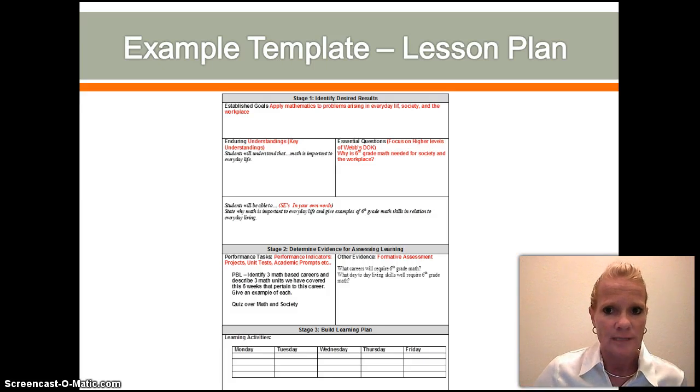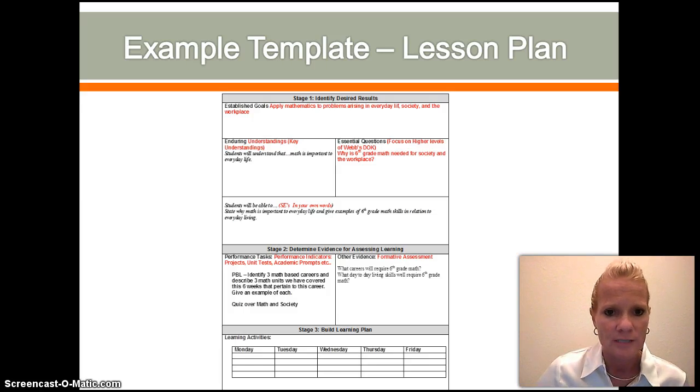This is an example template of a backwards designed lesson plan, and I really just want you to stay focused on the main thing, which is that we want to make sure that we are establishing the goals first and that they are directly related to the TEKS, and then we want to make sure that the students are understanding the key concepts and that there's an essential question. And then finally, it's also important that we determine evidence for assessing learning. Let's go ahead and talk a little bit about the same objective or goal, which was to apply mathematics to problems arising in everyday life, society, and workplace.